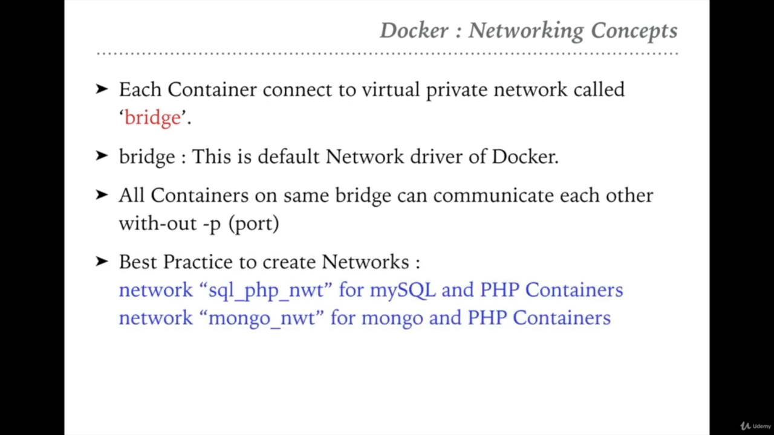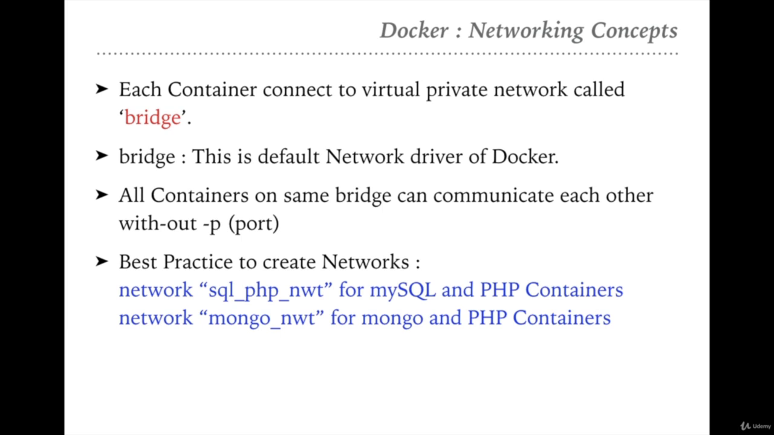Now we will talk about the best practices to create the networks, right? So suppose we have two applications, application A and application B. Application A is a combination of PHP and MySQL. So we can create a separate network bridge. We can call it SQL, PHP and WT. This is a custom name. You can use anything, right?